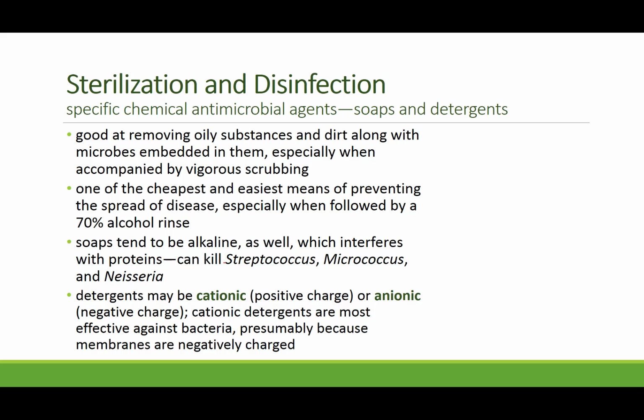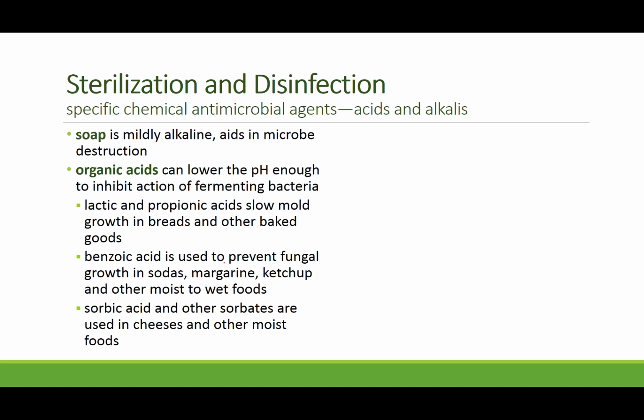Okay, so that's the soaps and the detergents. Acids and alkalis will also do this. As we've mentioned, soap is mildly alkaline, which helps to aid in microbe destruction. And then organic acids that lower the pH sufficiently can also inhibit the activity of, as we've said, fermenting bacteria. And so we often add lactic and propionic acids to breads and other baked goods as they're being made, because this has a bacteriostatic effect and acts as a preservative.